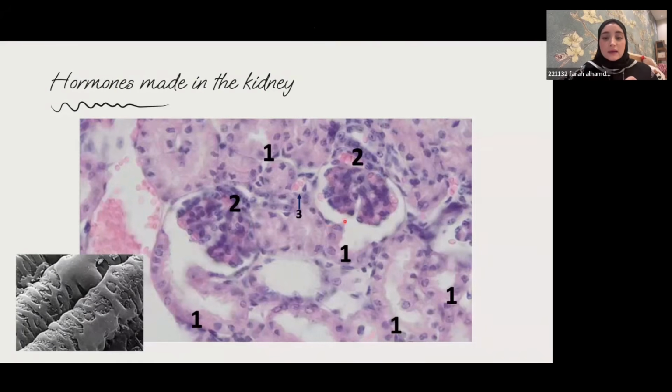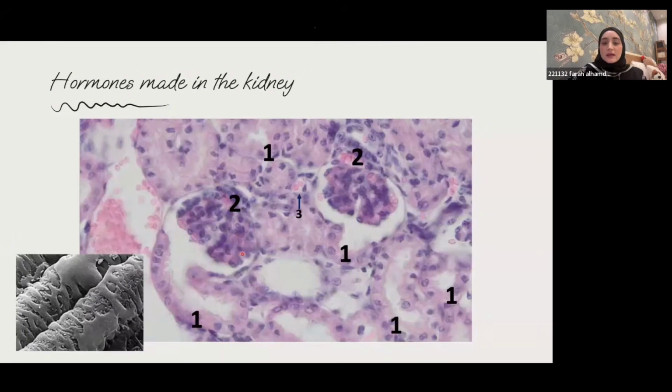Where is it activated? These are the glomeruli, right? It's activated in these tubules, which are the proximal convoluted tubules. Then we have renin synthesis that I mentioned earlier. Where is it made? In the juxtaglomerular cells, in the juxtaglomerular apparatus here at the vascular pole.